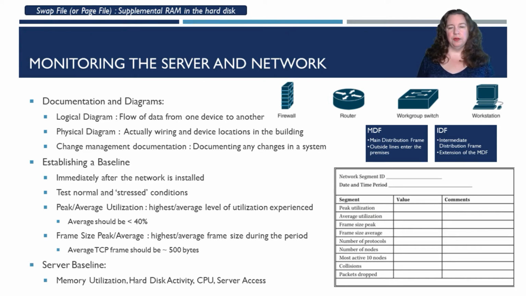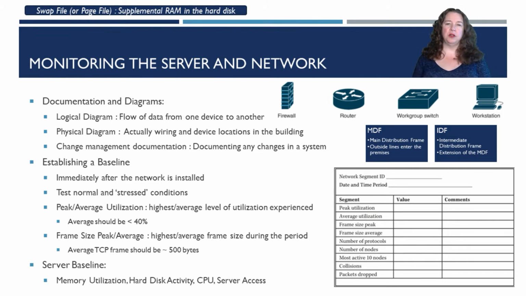We look at two different pieces. We actually look at a lot of pieces of information, but two specific pieces of information, which is your utilization and your frame size. Utilization is how much the network is actually being used, how much traffic is going around. What is the average utilization and what is the highest utilization? You want to make sure that your network can handle both your peak loads and your normal loads.